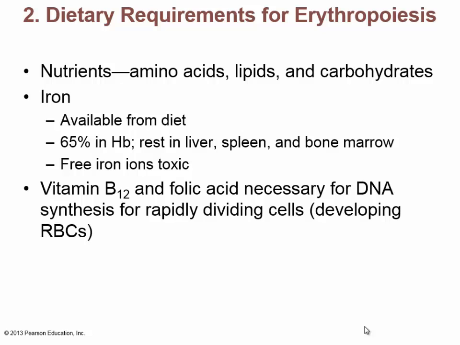We also need vitamin B12 and folic acid that make sure that DNA is working correctly when we're making all the different stages of the red blood cell after it's a stem cell. So we need different parts maintaining the health of our stem cells and the developing red blood cells.